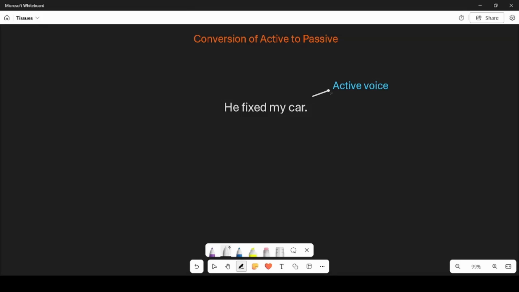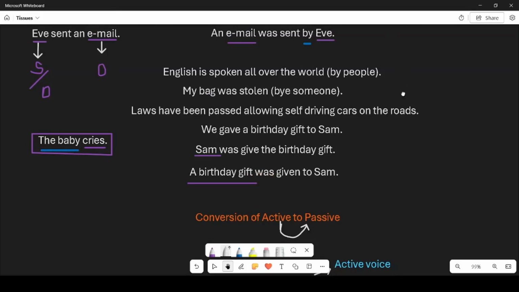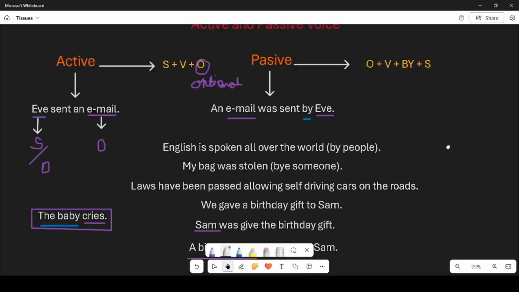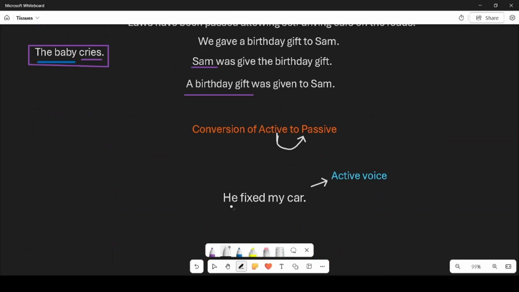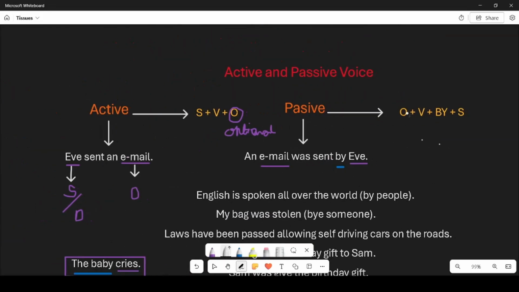Now we want to convert this sentence into passive voice. So we want to convert from active to passive. So from active to passive, what was the structure we learned earlier? So the structure was that the active voice is subject plus verb plus object, and we can see that over here: subject, verb, and object. And now for passive voice, it's object plus verb plus by plus subject.